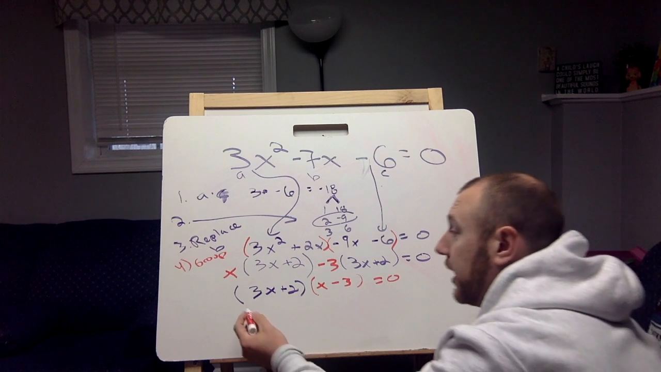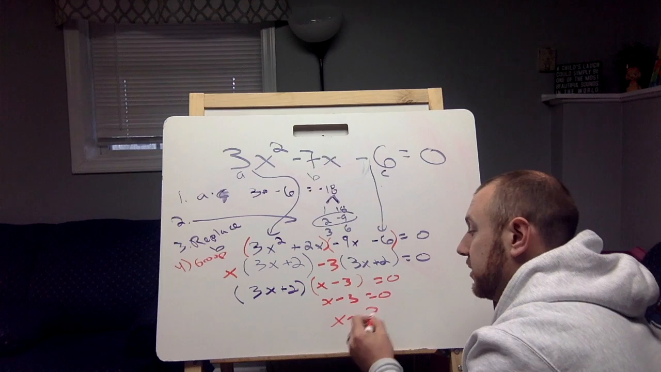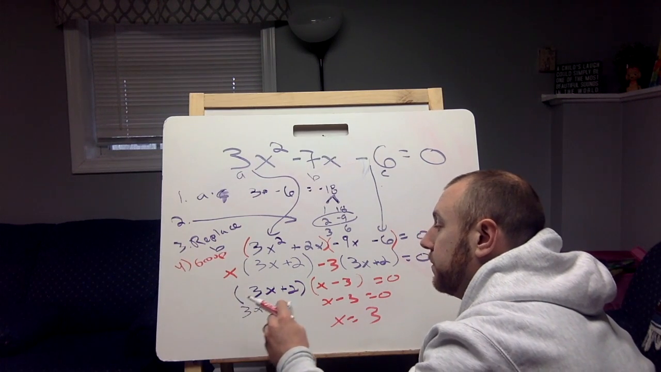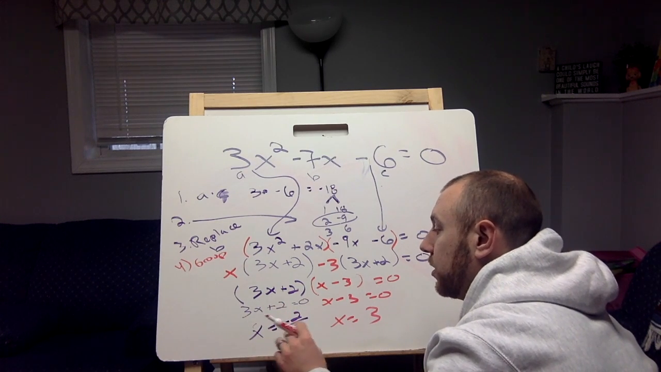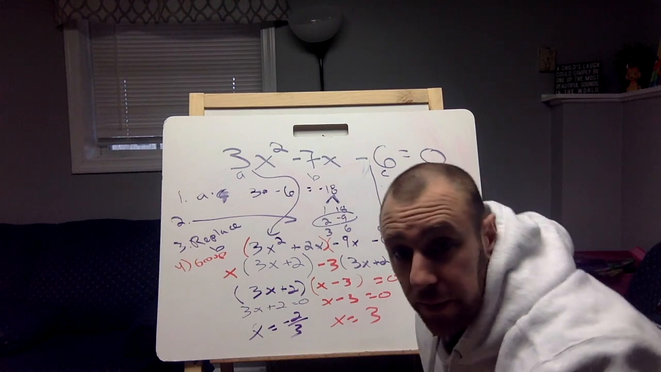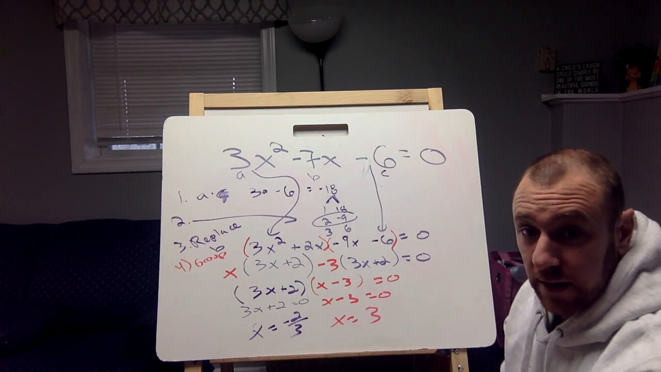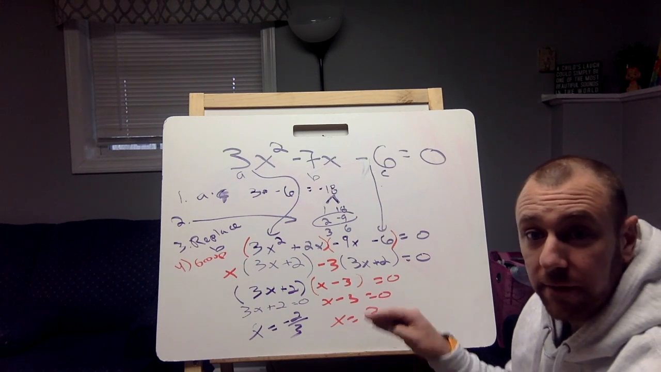Now to solve, I just set each one of these equal to 0. So x is 3 in the red case, and x is negative 2/3 in the purple case. That is just subtracting the 2 and then dividing by the 3. That is the full set of steps of how to do that.